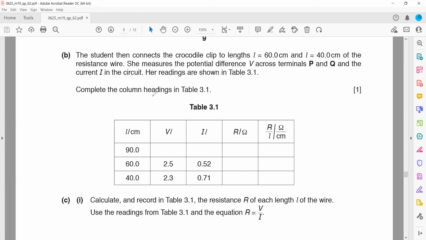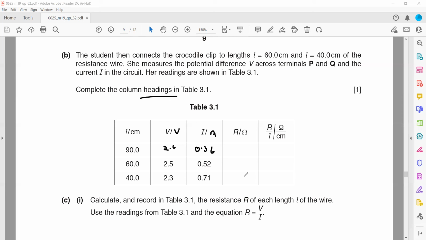And we have to complete the column headings. So voltage, and current in ampere. This one is 2.6 and 0.36. And then resistance is the ratio between voltage and current. So when we divide them, we will get the resistance.